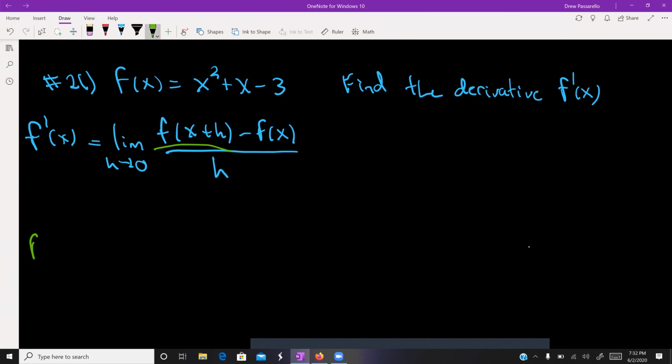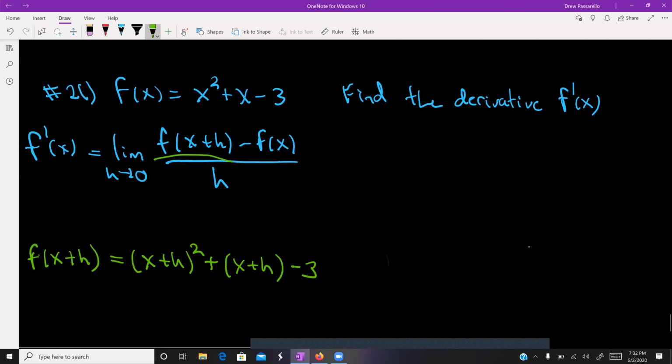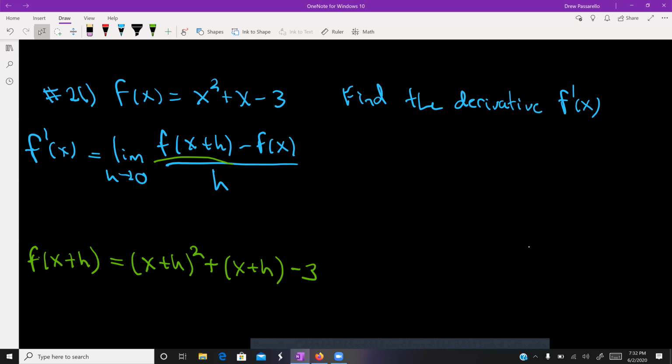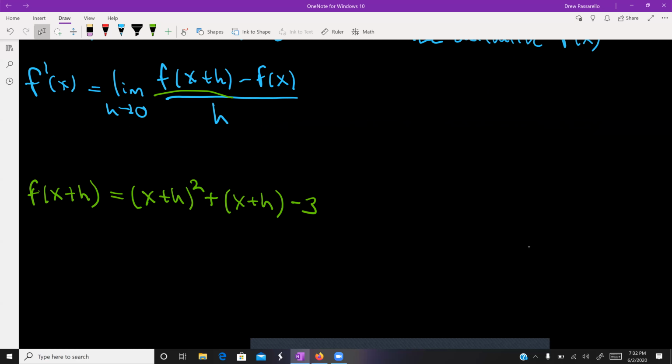So f of x plus h: wherever I see x in the function, I'm putting in x plus h. So instead of x squared, it's going to be x plus h squared, instead of plus x, that's going to be plus x plus h, and then minus 3. The parentheses aren't necessary, but I like to put parentheses anytime I plug in the input for the particular variable.